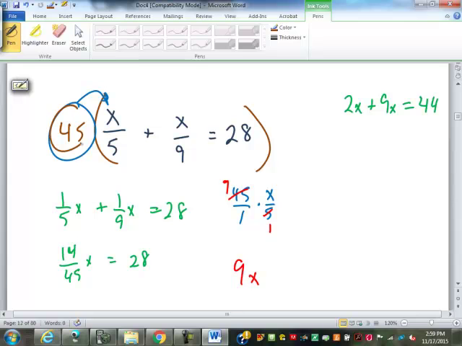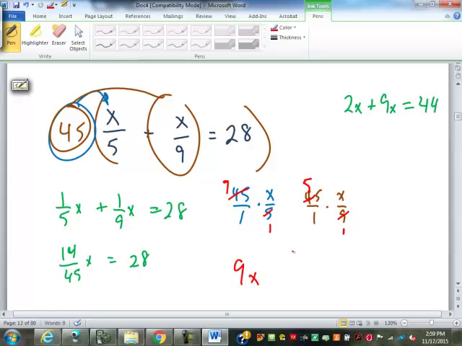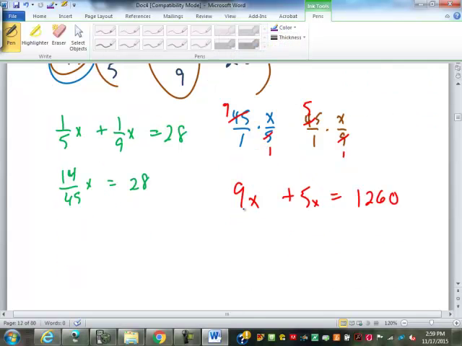And then we have 45 times x over 9. So 45 over 1 times x over 9. And again, we cross cancel. 1 and 5 gives us 5x. You are correct. Now we do have to remember to do 45 times 28, which is 1260. There you go. And then we just combine 9x and 5x to make 14x equals 1260.